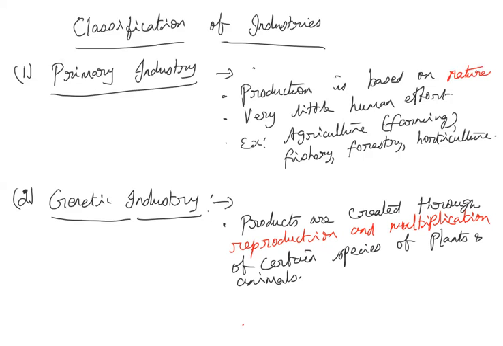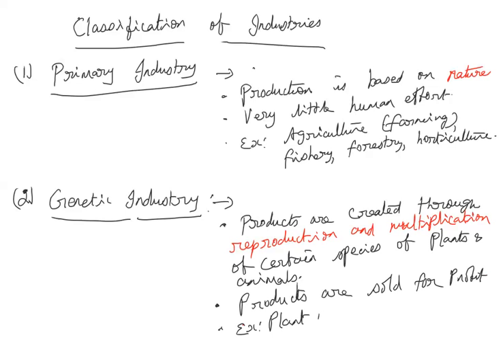And next, it is done mostly for profit. The products created are sold for profit. The main motive is to earn profit. For example, the plant nurseries, poultry, cattle breeding. So they all come under the genetic industry.